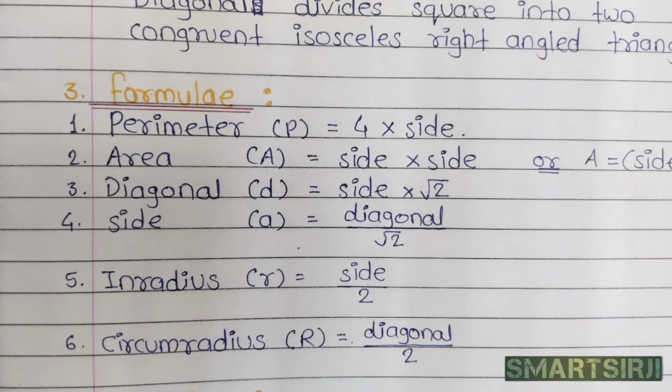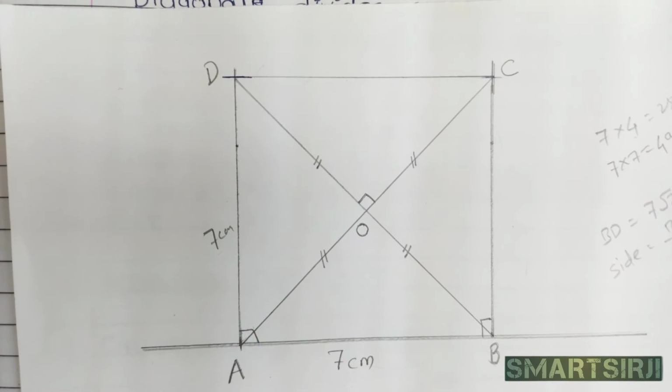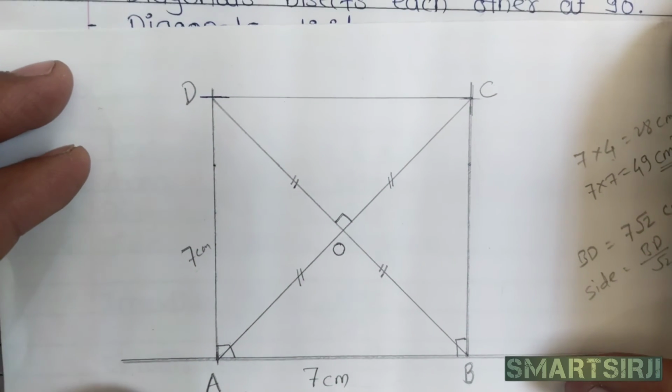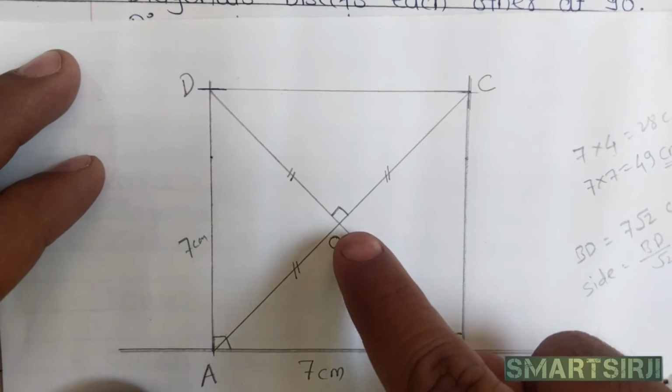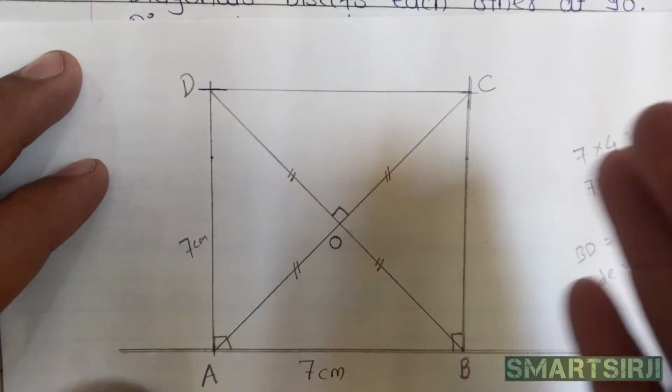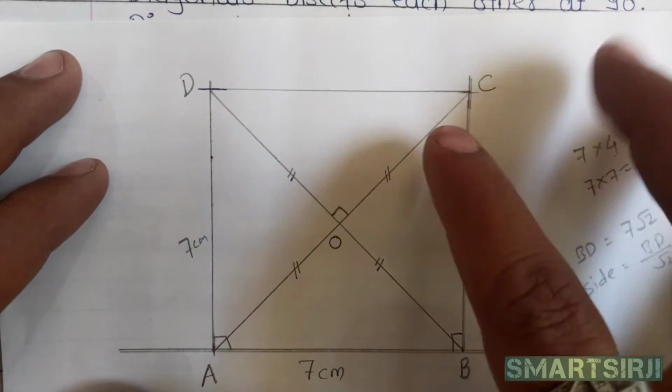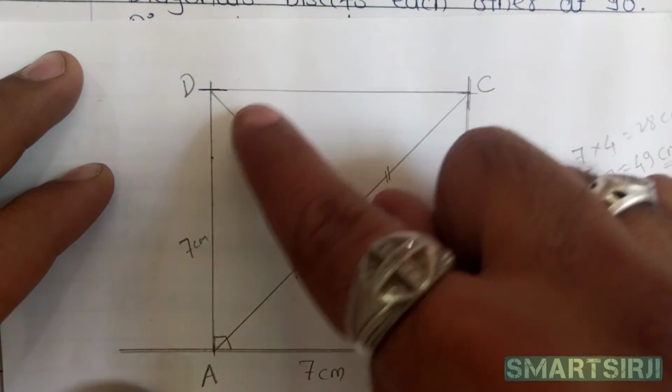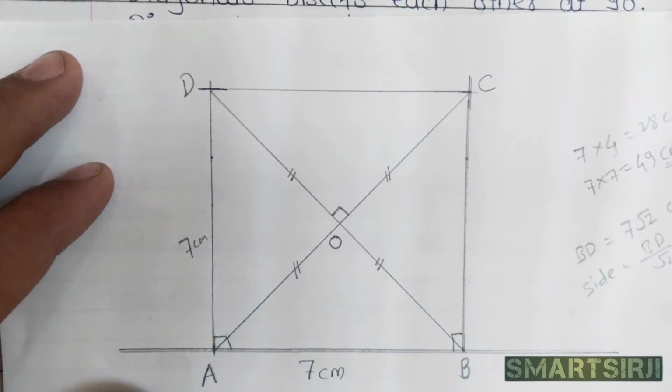Then the fifth one is inradius. Inradius is equal to half of the side. So what is meant by inradius? First we have to find the incircle. The circle touching all sides of the figure, in this case a square, is called the incircle.